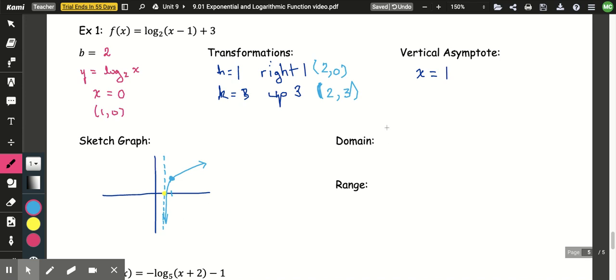All right, so now looking at the domain, I can tell from my graph that it's everything to the right of that vertical asymptote. So that would be everything greater than 1. And for the range, well, the range on these are unaffected by any of our transformations. It's all real numbers. Alrighty, now you try one of the examples.